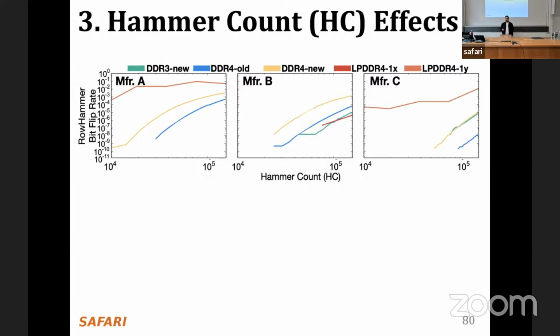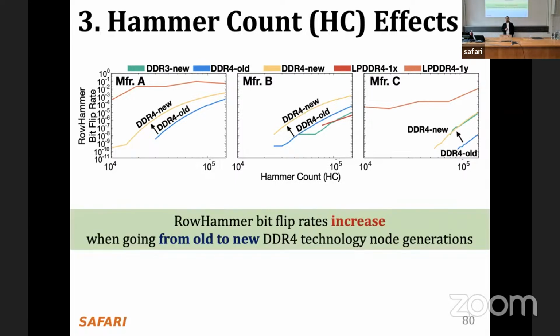So here is a plot that I'm not going to go through in detail. But this shows how the hammer count affects the number of bit flips you have. Each curve belongs to a different DRAM type. I can use my pointer here. This blue curve belongs to DDR4 old DRAM modules, for example, and this yellow one is for DDR4 new. You can see that the curve shifts up as you increase your hammer count on the x-axis. You see the bit flip rate on the y-axis, and the curve shifts up. So it means that you have more bit flips in newer DRAM chips.